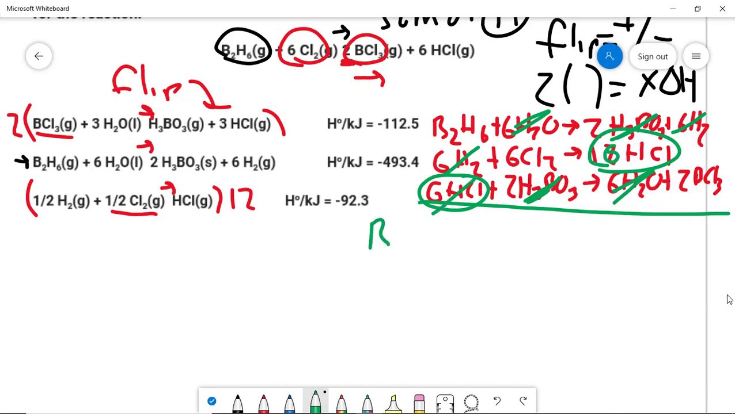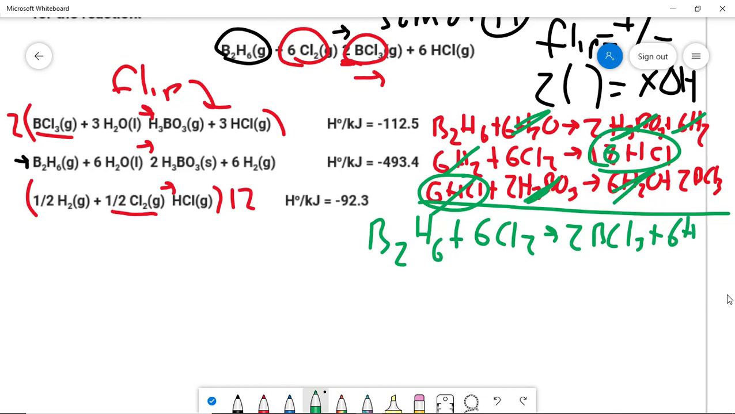So if I finish up, I have B2H6 plus 6Cl2 yields 2 BCl3 and 6 HCl, which is good because that's exactly what we want up there. So now we just need to go back and look at what we did for our equation and then add those delta H's together. So the first one here, we didn't do anything to that.